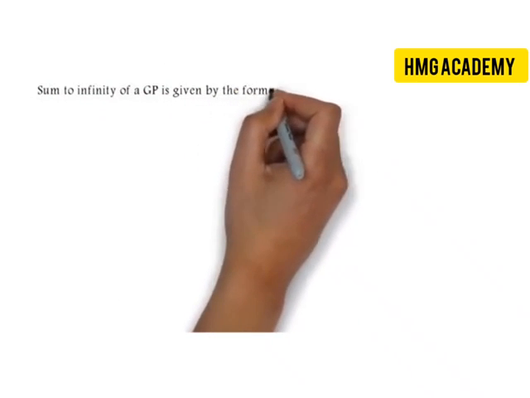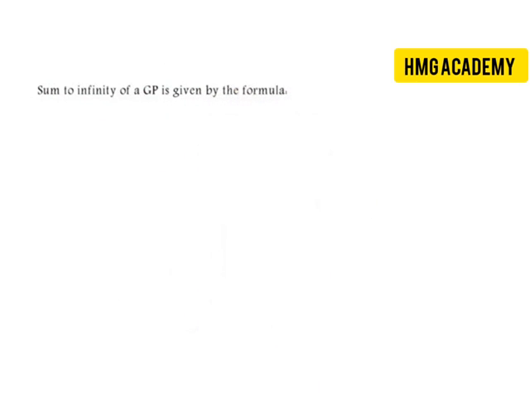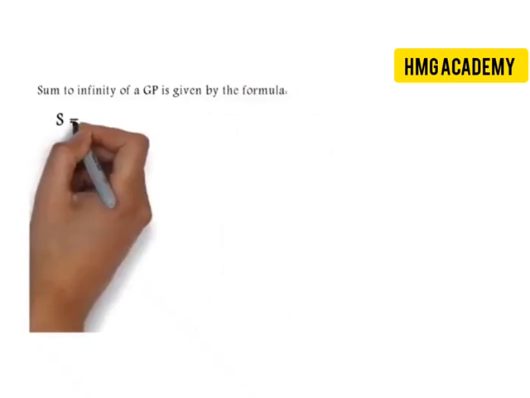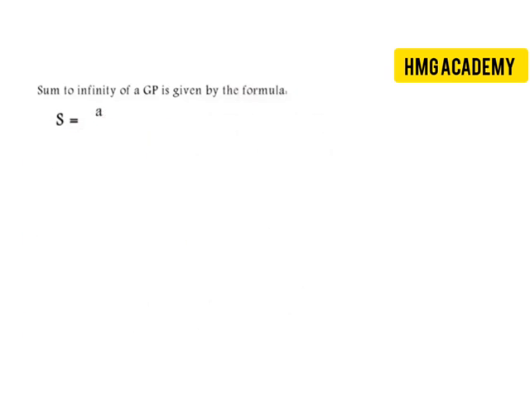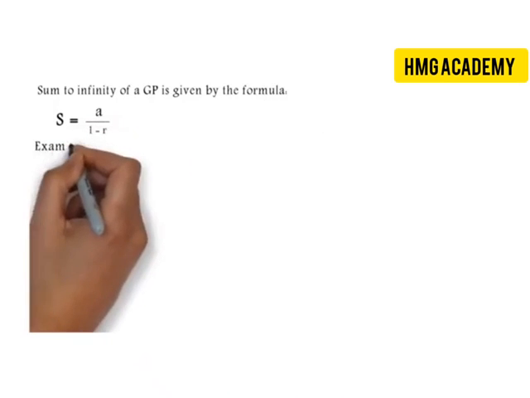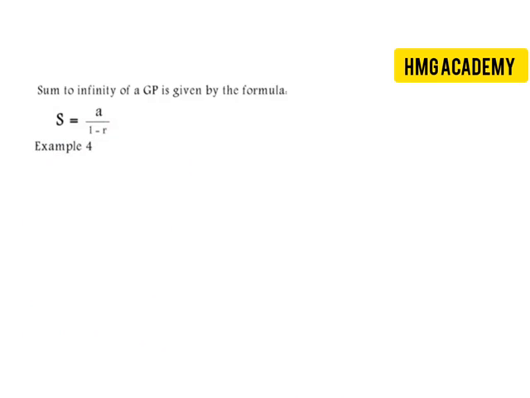Okay, now let's see lastly on this video the sum to infinity of a GP, and it is given by the formula S equal to a over 1 minus r. So the sum to infinity of a geometric progression is given by this formula. So let's see an example now that will help us to apply this formula.